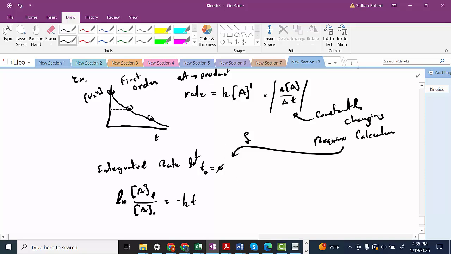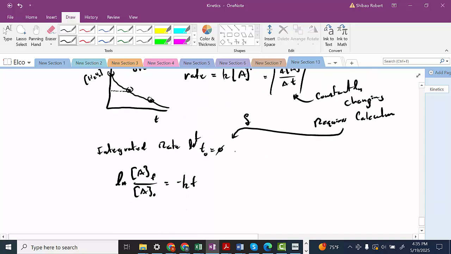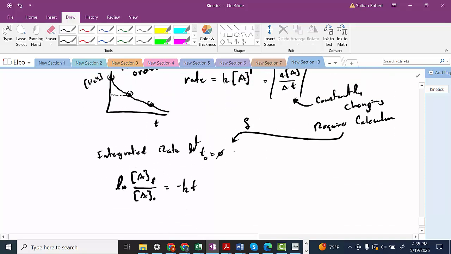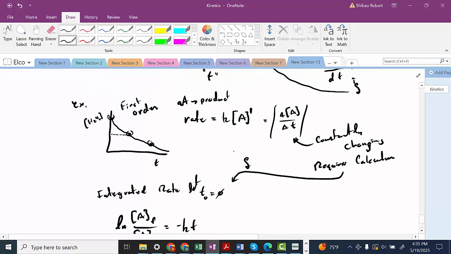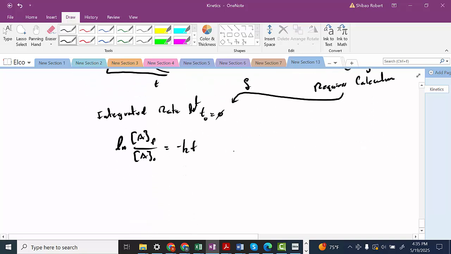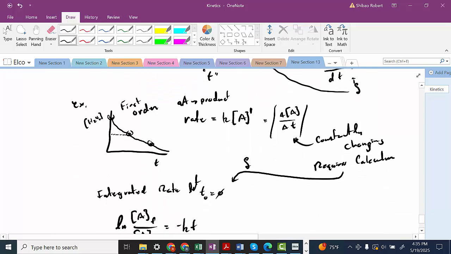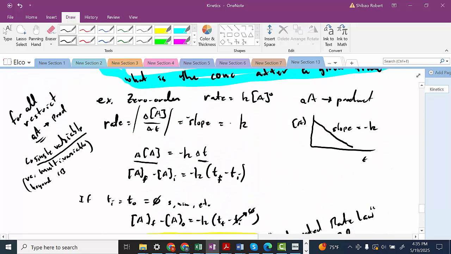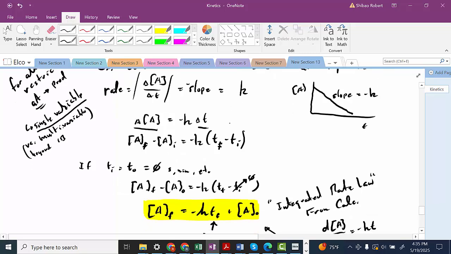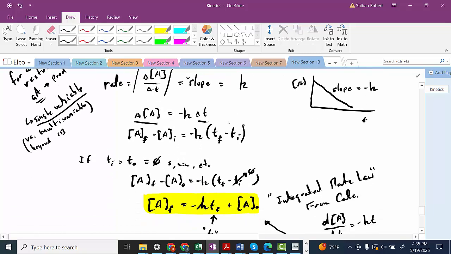Oh, did I get that? Yeah. And so that is going to give us, this is the correct equation here though. It's kt. Yeah, anyway.